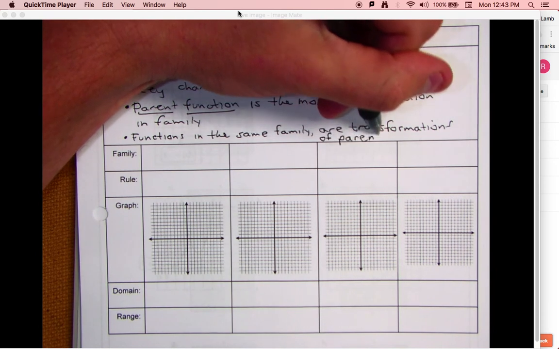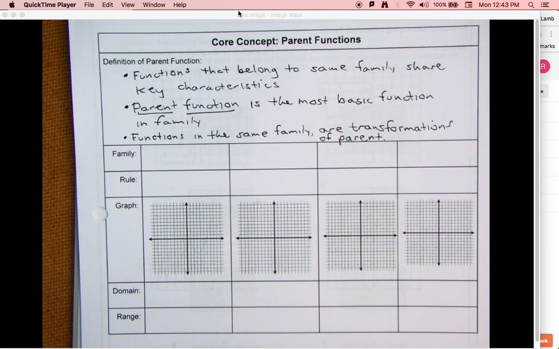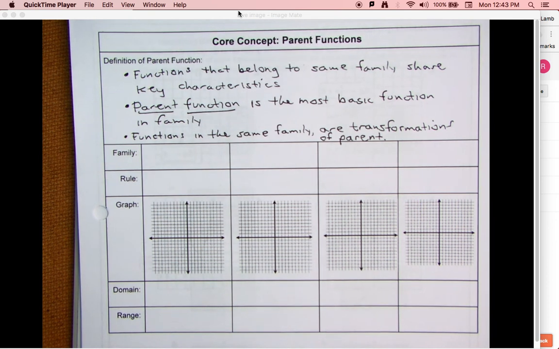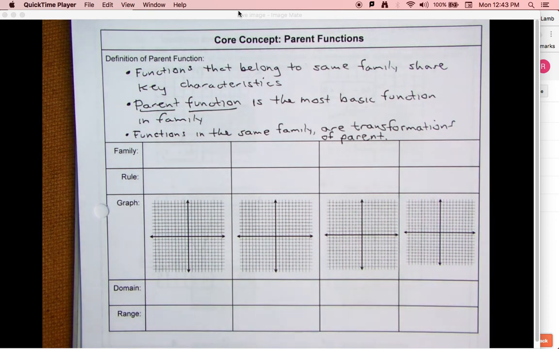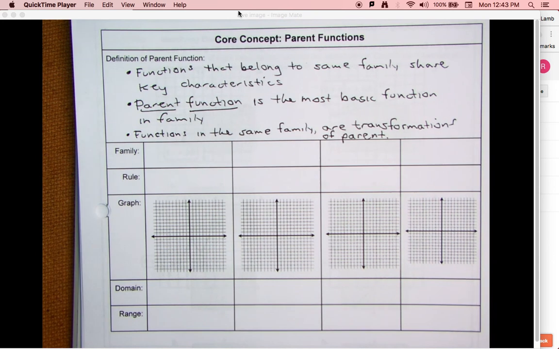And we'll talk about transformations more in the next video. You may have done some of it already. But basically a transformation is when you stretch it, shrink it, or move it around: up, down, left, and right. All right, so we're going to focus in on four parent functions. These are not the only four that are out there, but they're four that we're going to focus on to understand the idea for this unit.